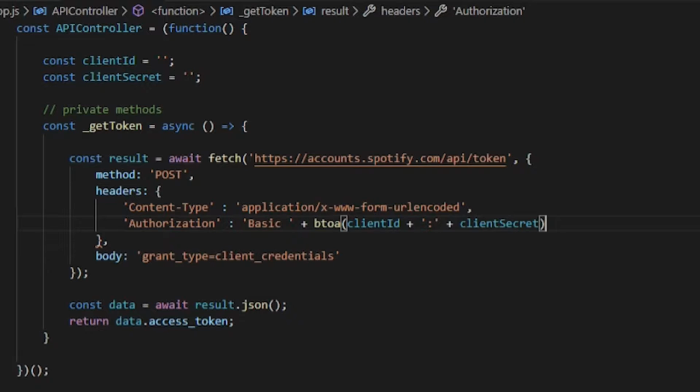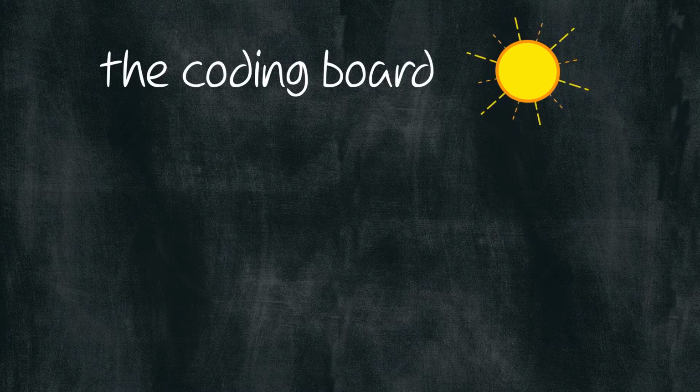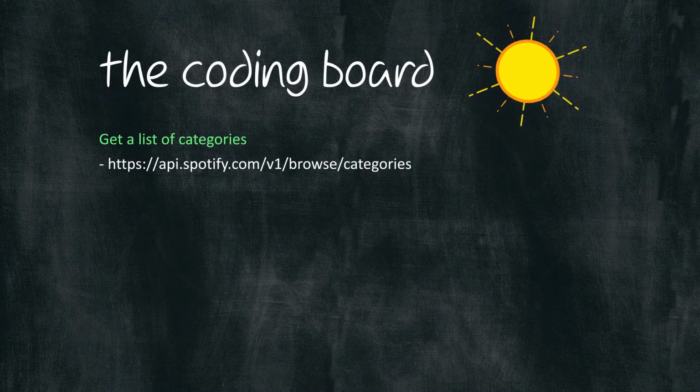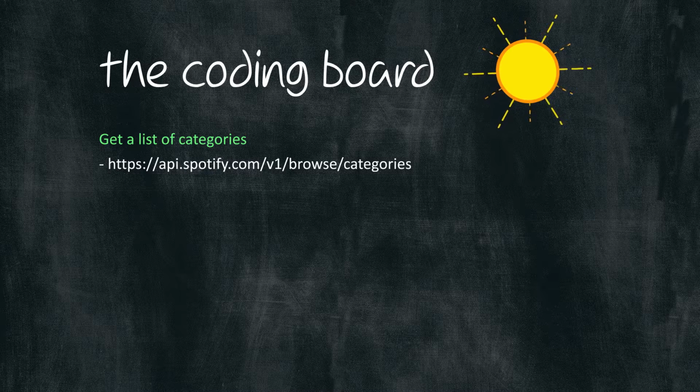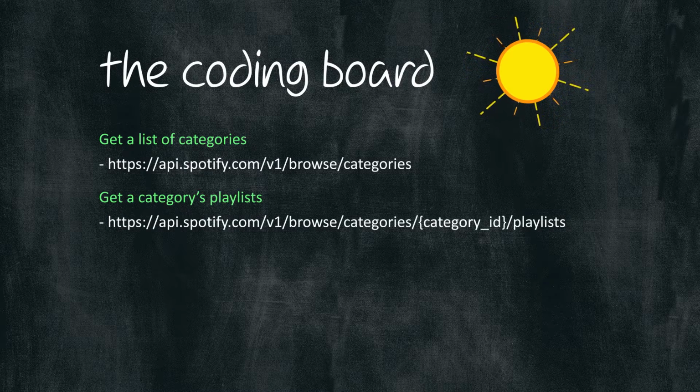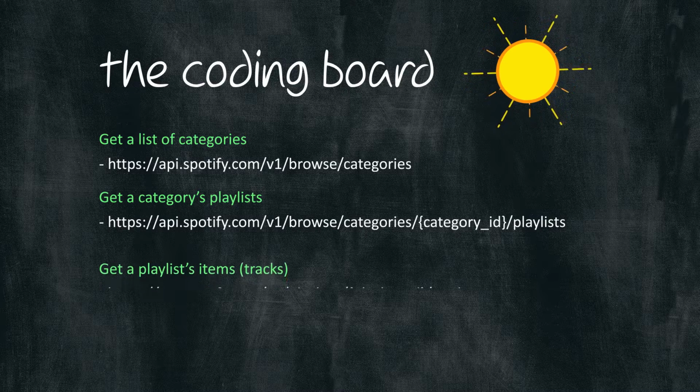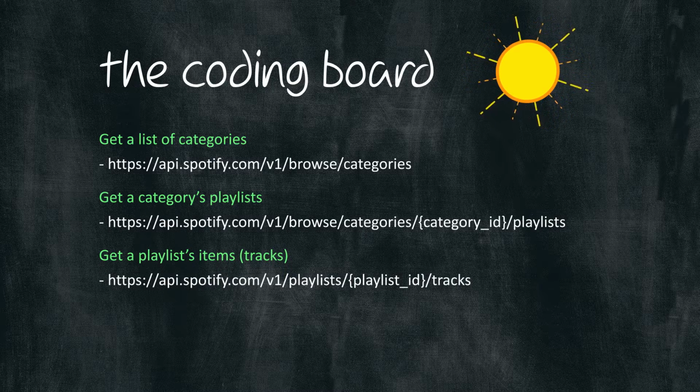So now let's take a note of what API endpoints we're going to be calling. First, we'll use the API endpoint to get a list of categories. Next, we'll use the API endpoint to get a list of category playlists. Next, we'll call the API endpoint to get items of a playlist. And finally, we'll call the API endpoint to get a track.